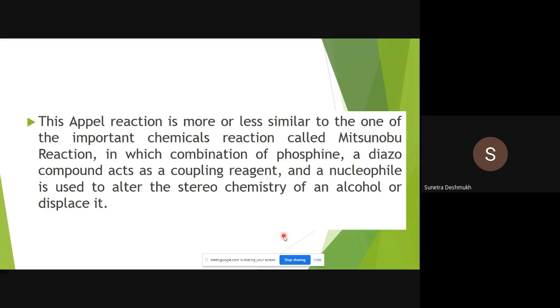The Appel reaction is more or less similar to another important chemical reaction called the Mitsunobu reaction. You can search for it: a combination of phosphine and a diazo compound acts as a coupling reagent, and a nucleophile is used to alter the stereochemistry of an alcohol or displace it. So the Appel reaction resembles the Mitsunobu reaction, where we also use phosphine in combination with the diazo compound. This is additional information.